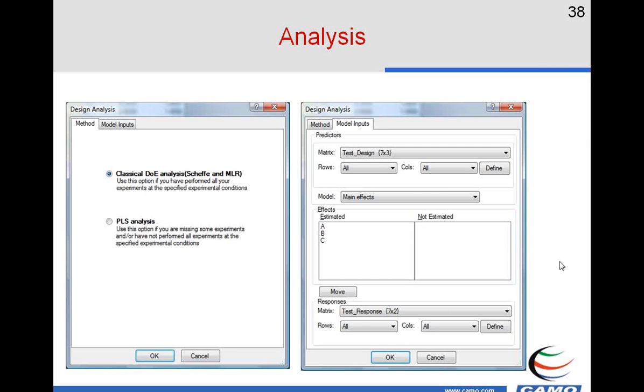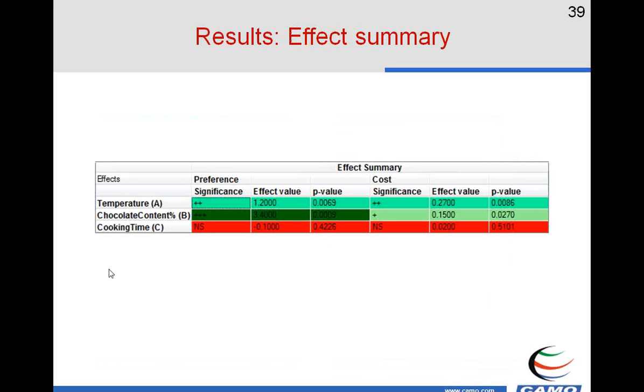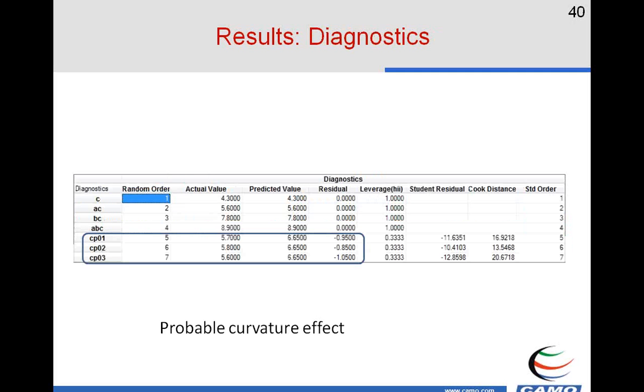So here we have an example with classical DOE, and we are only looking at the main effect. And you will get a table that will tell you what are the variables that are significant. So here only two variables are significant, the temperature and the chocolate content. Then we have a new diagnostic table which can help you to see if things are going well or not.